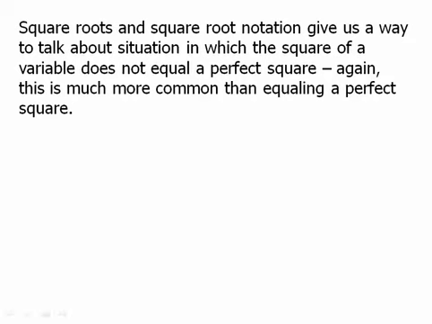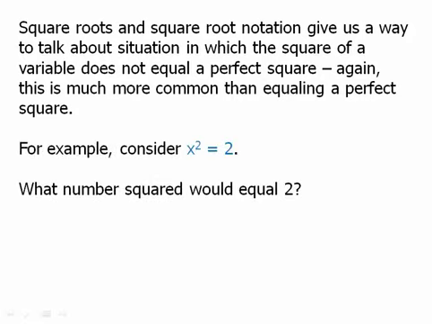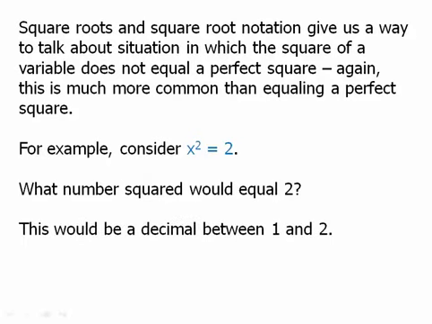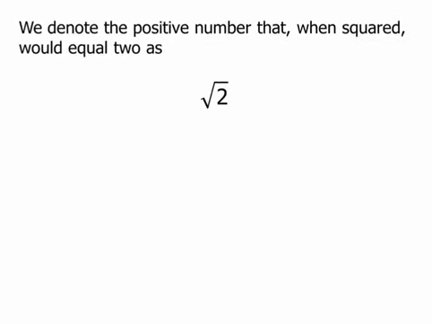Square roots and square root notation give us a way to talk about a situation in which the square of a variable does not equal a perfect square. Again, this is much more common than equaling a perfect square. For example, consider x squared equals 2. What number squared would equal 2? This would be a decimal between 1 and 2.